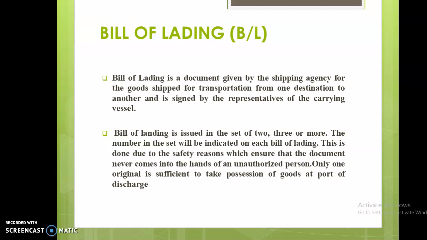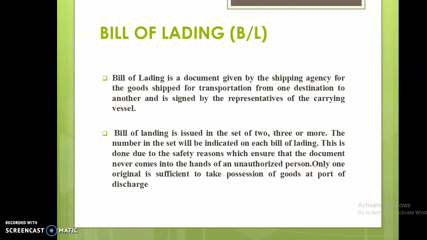Let's look into the second document, known as the bill of lading. A bill of lading is a document issued by the shipping agency or shipping company for goods shipped from one destination to another. So it's a particular kind of document given by the shipping company. The shipping company issues this document for transporting the products from one destination to another. That is known as the bill of lading.